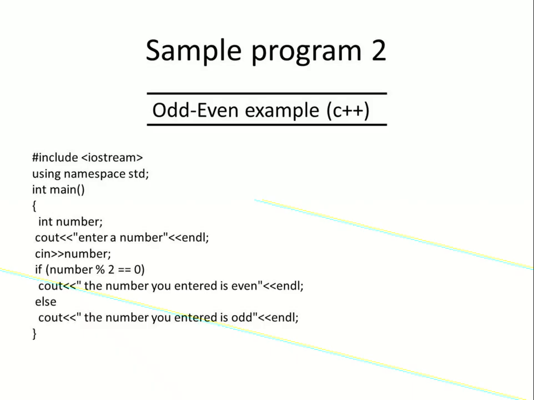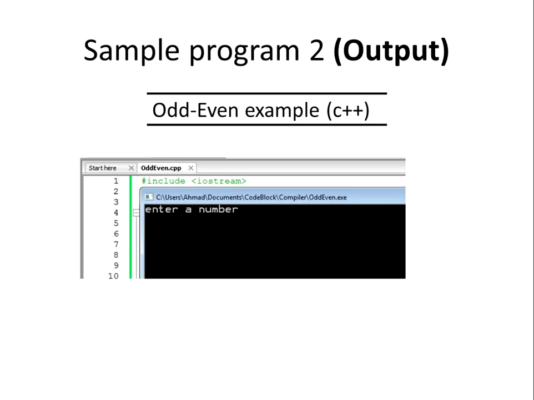So this is another example, the odd even example. Given an input number, it tells us whether the number is even or odd. It uses the modulus operator. If the number modulus 2 is equal to 0, that number is even. Otherwise, the number is odd.